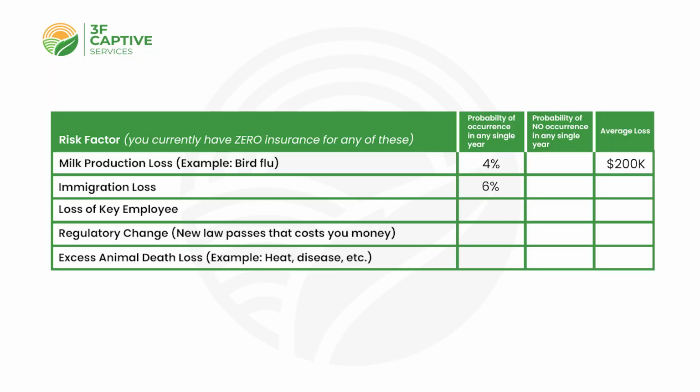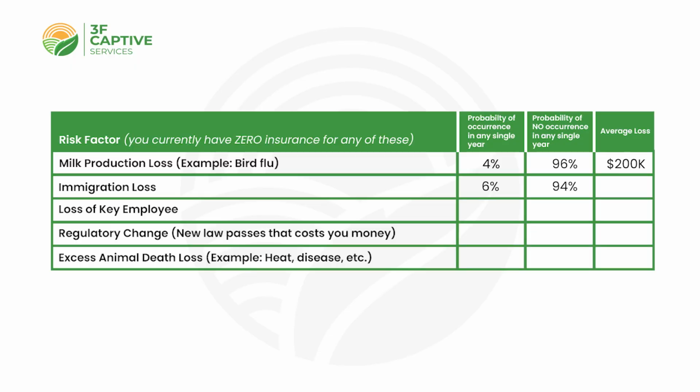Okay, Dan. So let's say in a year where that immigration loss did take place, what would be your estimation of the average loss in that year due to the immigration effect on your ranch? Yeah, this one ain't cheap. Let's call it 150,000.